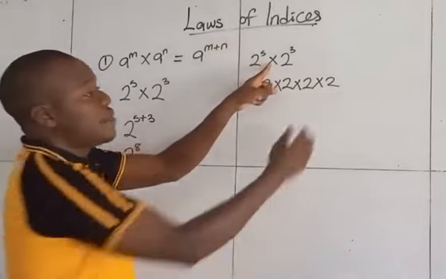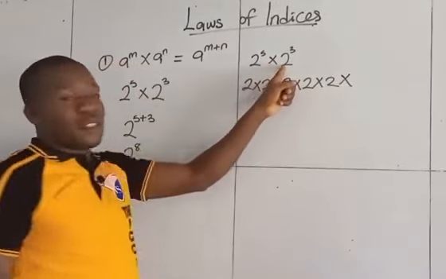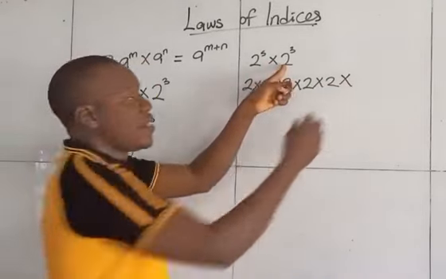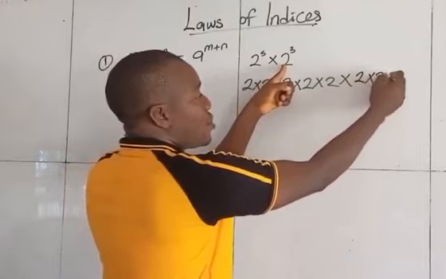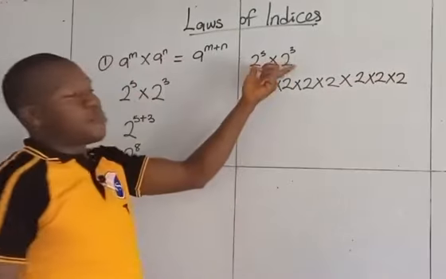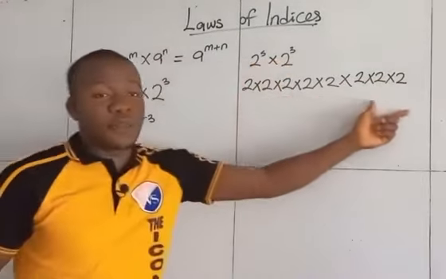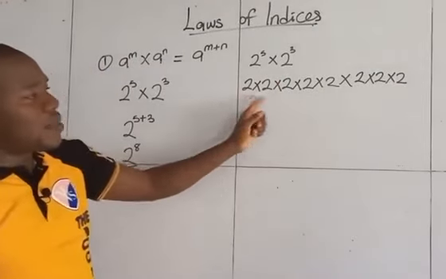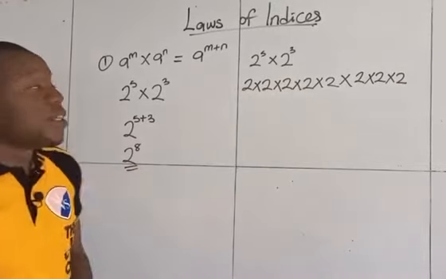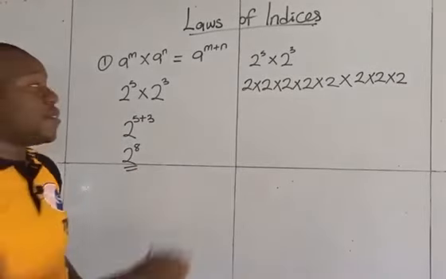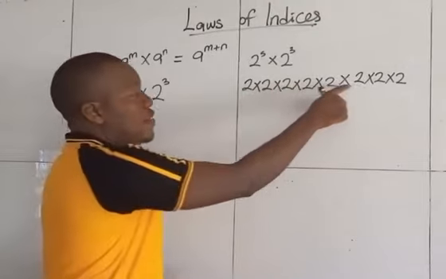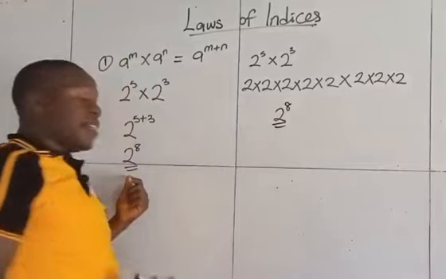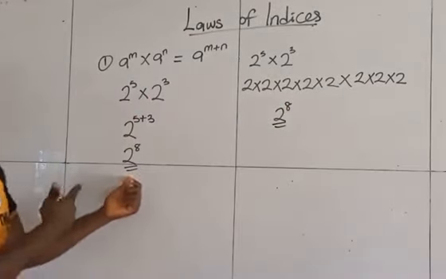Then I still have a times here. And then 2 raised to power 3, multiply 2 into 3 places with itself. You still have 2 times 2 times 2. So this expression in index form is the same as this expression in expanded form. And then if you look at this very clearly, you can see that we have the same number 2 all through. So we can still convert back to index form. 1, 2, 3, 4, 5, 6, 7, 8. This will give me 2 raised to power 8. The same result we got here.